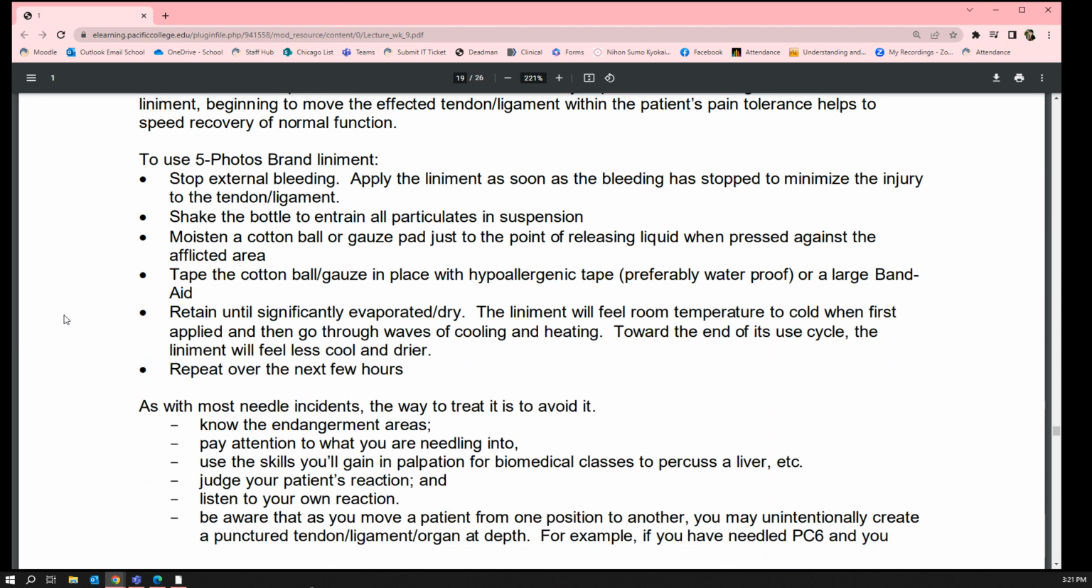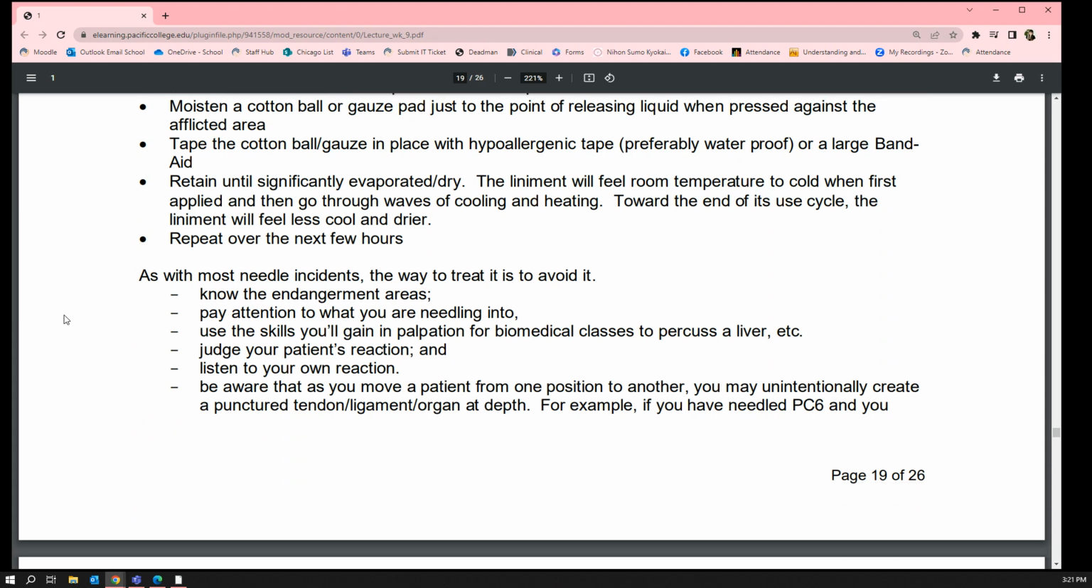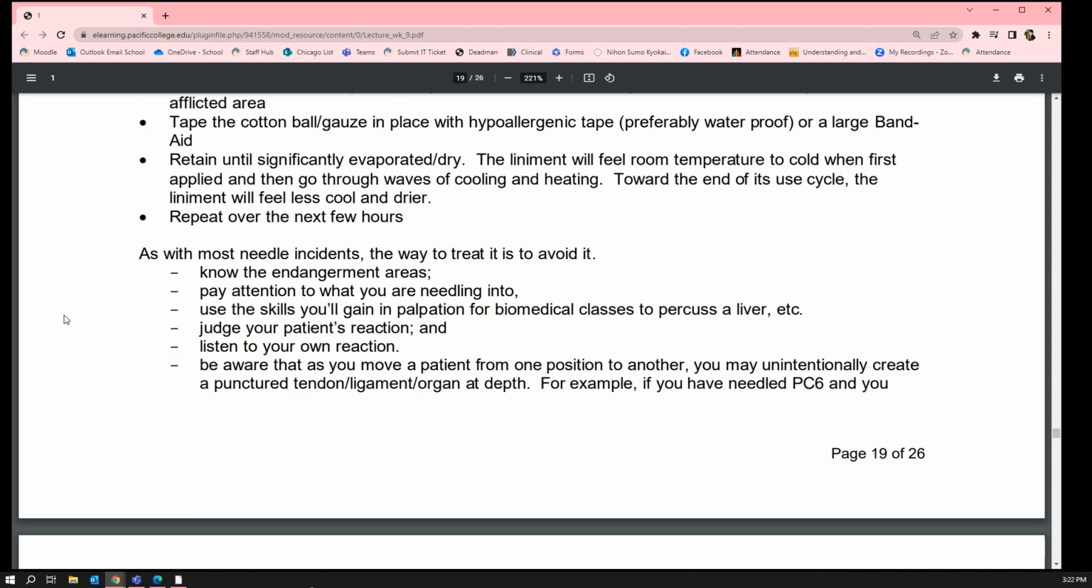All right, so I talked about how to use the liniment here. But really what the notes talk about here, as with most needle incidents, the best way to treat it is to avoid it. It's really knowing your location, your angle, depth, direction, and then making sure you're paying attention to your patient. That's really what it comes down to.